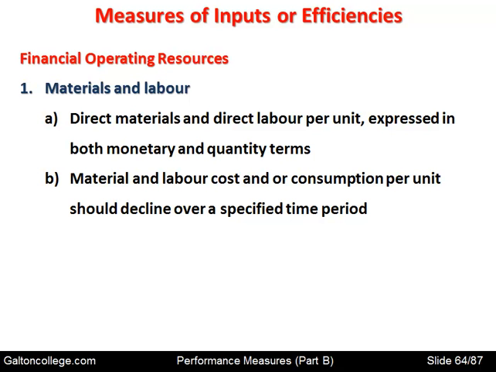Material and labour costs and our consumption per unit should decline over some specified period of time. So ideally, material and labour costs should decline as the company grows. It's able to gain the advantages of economies of size, economies of scale. So it may be able to have better negotiating power with suppliers for materials and get discounts. It may be able to bulk order and get discounts.